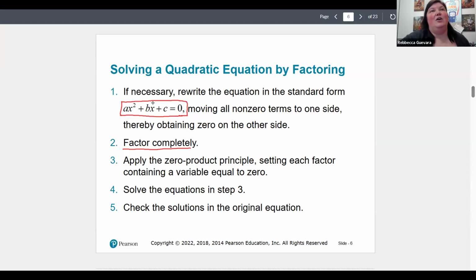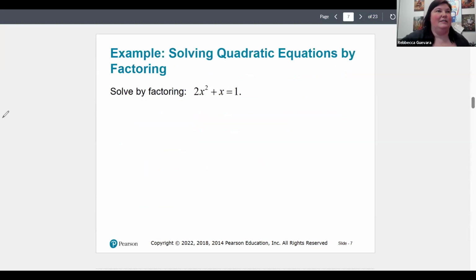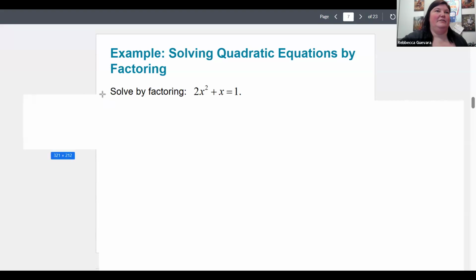So let's say we want to solve 2x cubed plus x equals 1. Let me give myself a little extra space here. Okay. So our first step is we want to rewrite in standard form.